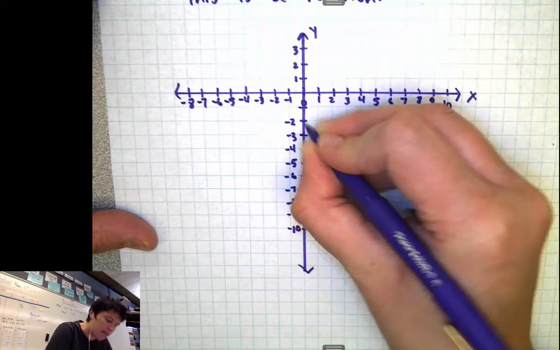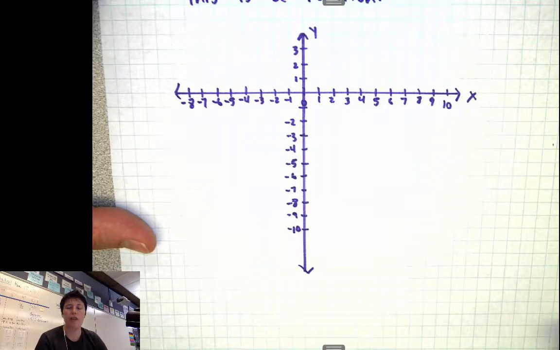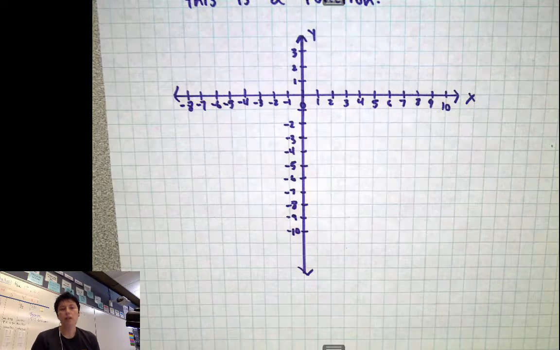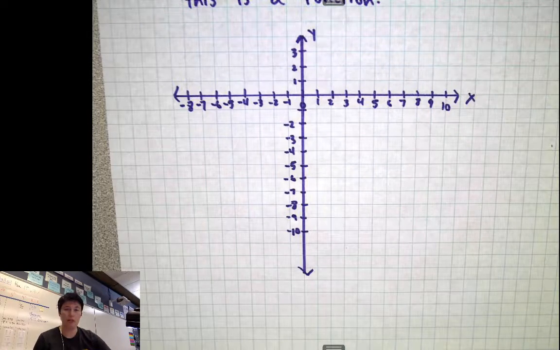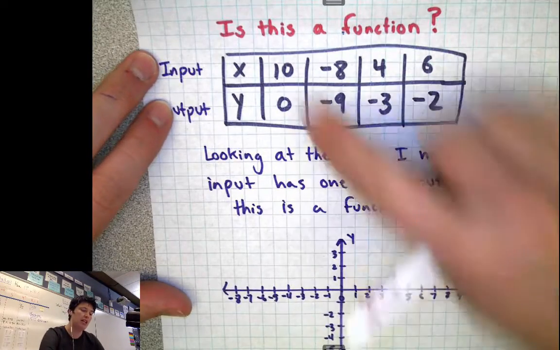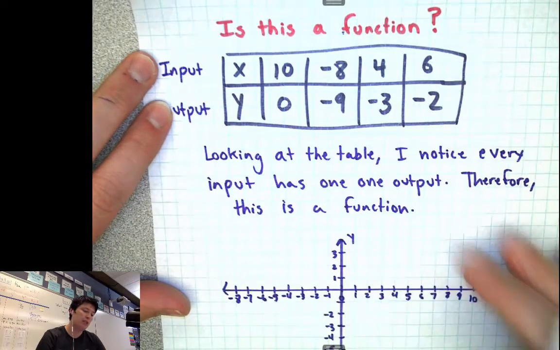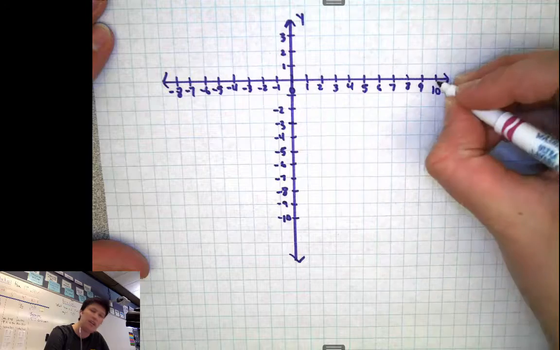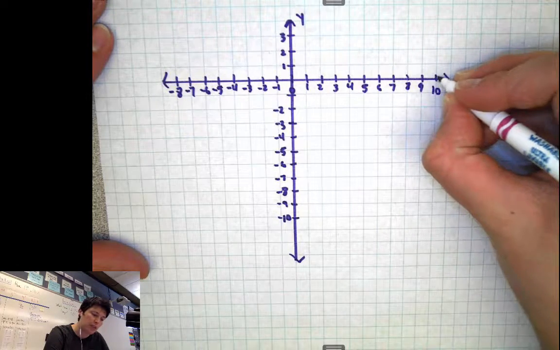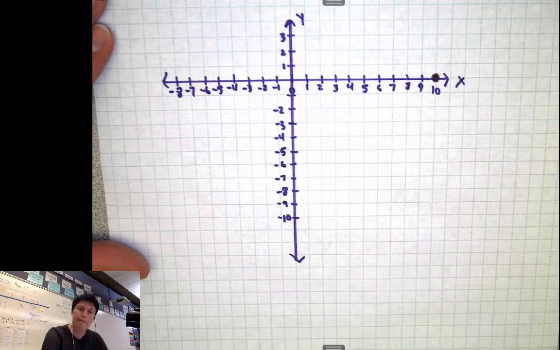If I went fast, pause the video and set your graph up. Here's what we're going to do. We are going to prove that this table is a function by looking at it with another strategy, by graphing it. So we're going to plot the points from the table. I'm going to start with the first point in the table, which is 10, 0, which means on my x, I have to go all the way out to 10, but then stay at 0, so I'm actually on the axis right there.